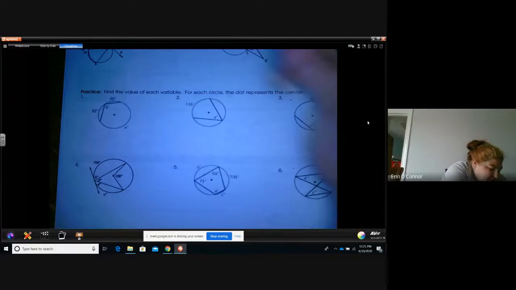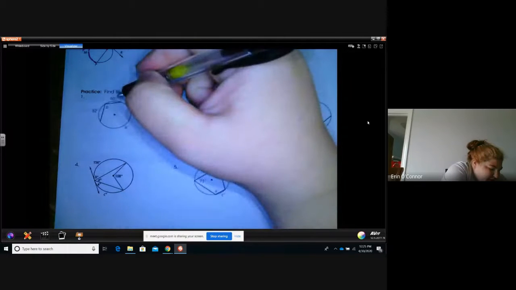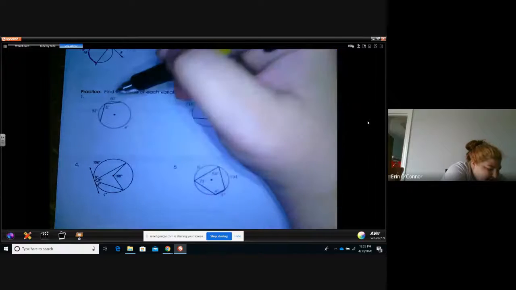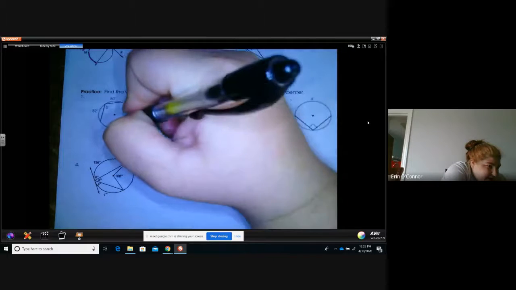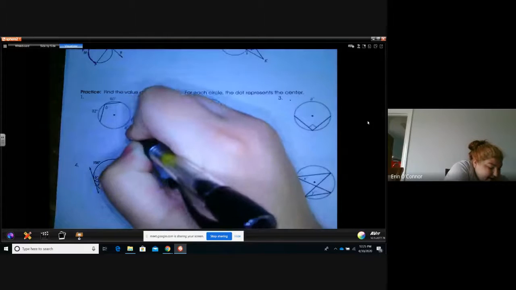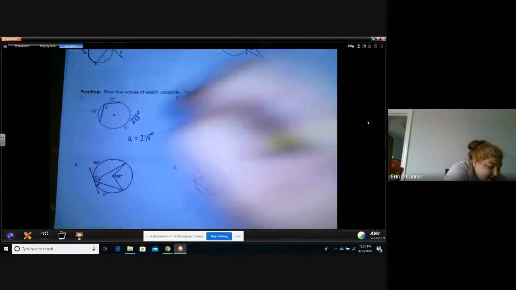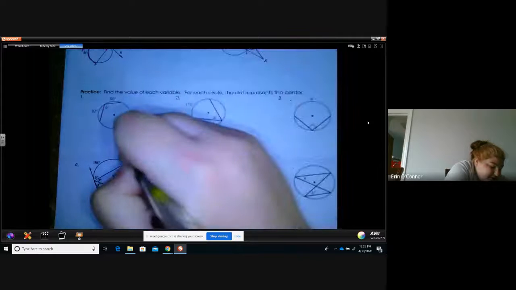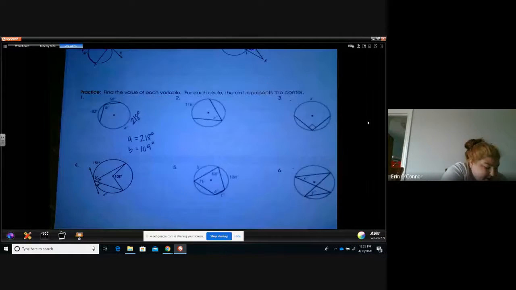Okay, so over here we have this adds up to 142 degrees. The whole thing has to be 360. So this over here is 218. So A is equal to 218. And then half of that will be B. So B is equal to 109 degrees.